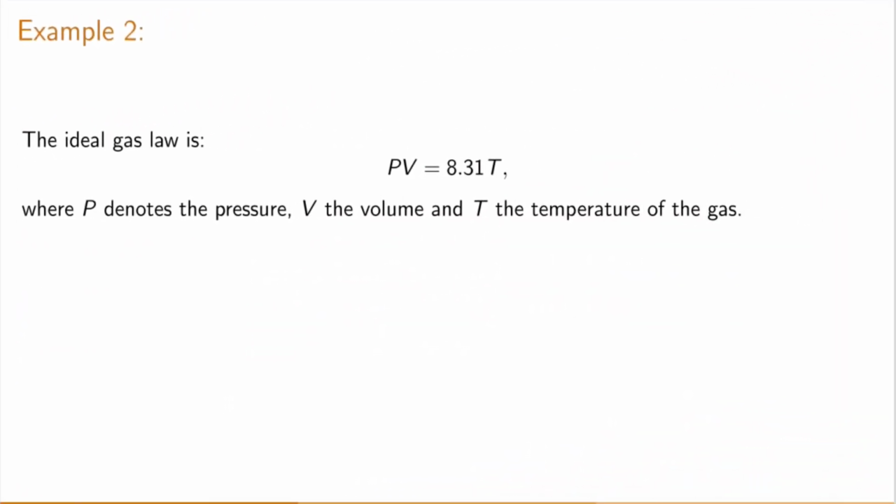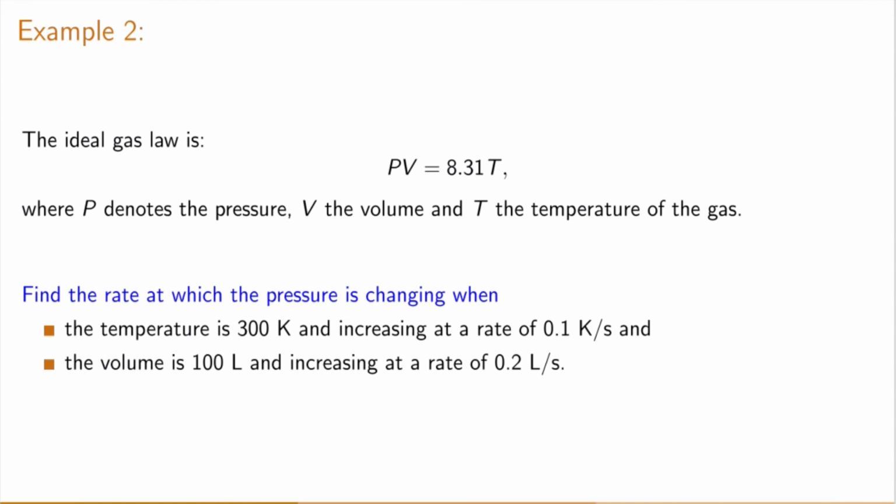Here's another example where we apply this to the ideal gas law. So the ideal gas law is pressure times volume is equal to 8.31 times temperature. So the question is now, what is the rate of change of the pressure when we know that the temperature is 300 Kelvin and is increasing at a rate of 0.1 Kelvin per second, and the volume is 100 liters, increasing at a rate of 0.2 liters per second.